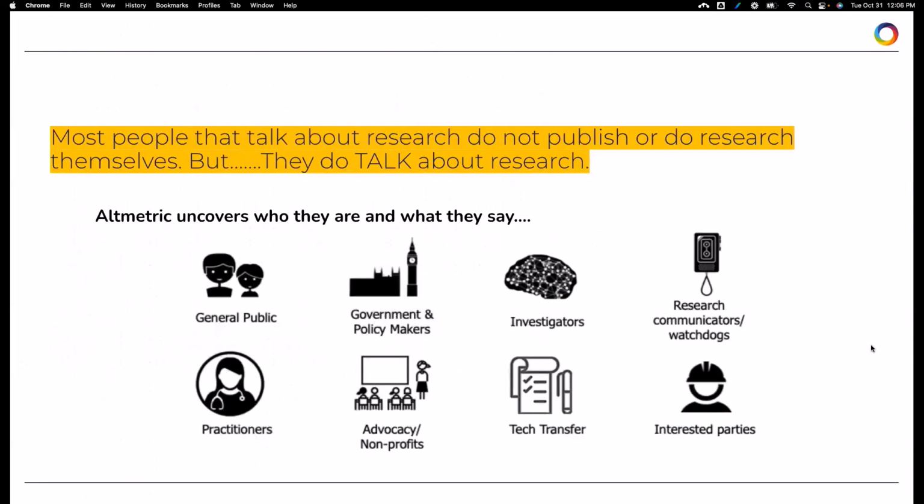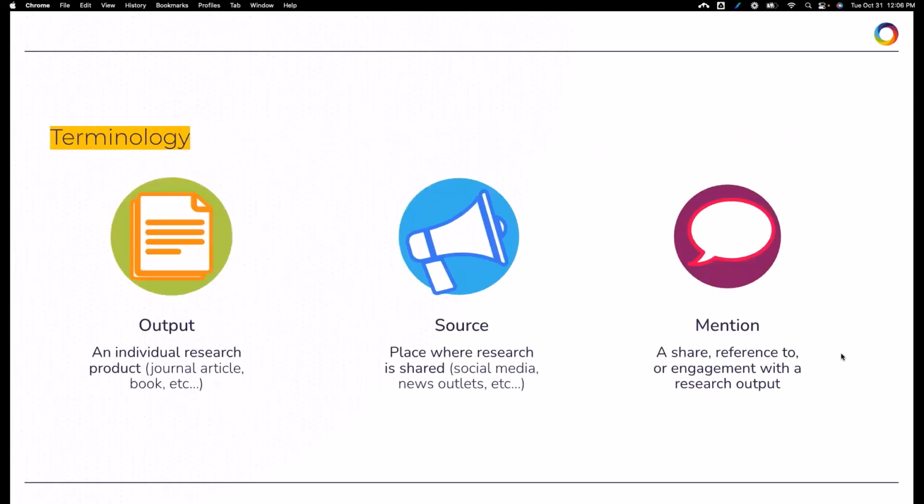We have found that most of the people that talk about research don't actually publish or do the research themselves, but they do talk about the research. Our goal is to uncover who those people are and what it is that they're saying. Those people could be the general public, government and policymakers, advocacy and nonprofit groups, practitioners, just various interested parties that care about different research, and then they make comments about them in the different areas that we track.